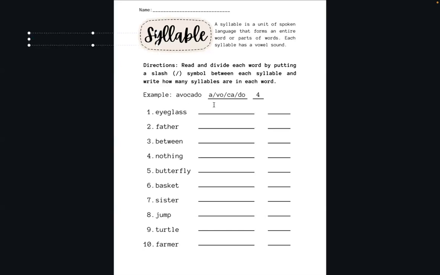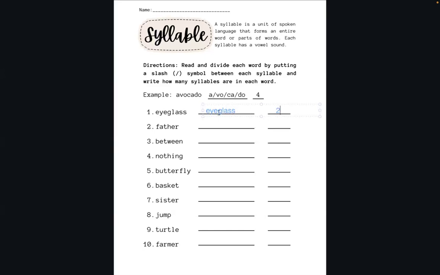If you stick your hand under your chin and say it with me, avocado, your chin hits your hand 4 times, which lets us know it's a 4. So let's see if we can do the next one together. Eyeglass. So let's stick our hand under our chin and say it, eyeglass. So here we know that it hit it twice. So I'm going to put a 2 right here.